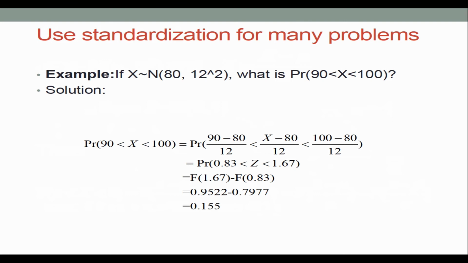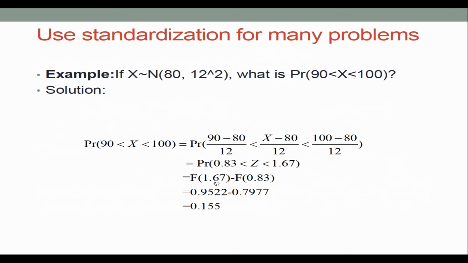So here is just one example. If x follows a normal distribution with mean 80 and variance 12 squared, what's the probability that x is on the interval from 90 to 100? We can do the transformation. We subtract the mean on all three items and divide by the standard deviation. The middle part, x minus 80 divided by 12, becomes a new random variable z, which we know follows a standard normal distribution.